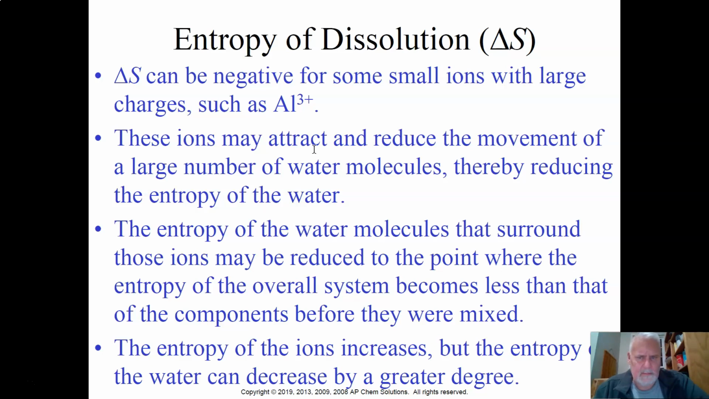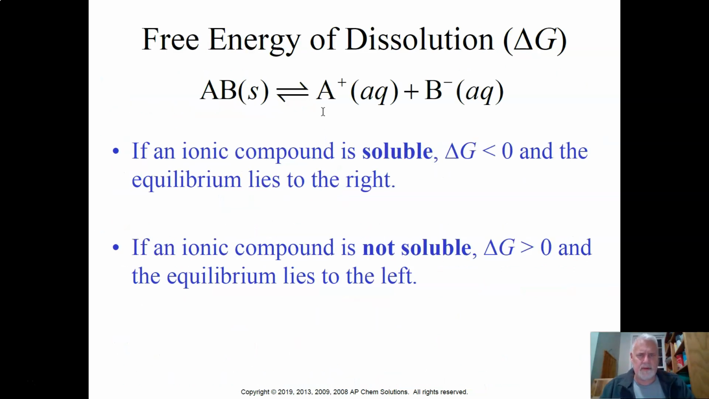Okay? And that can be reduced to the point where the entropy of the overall system becomes less than that of the components before they were mixed. Okay? So the key to this one is just knowing this exception. So highlight that first statement. Very small ions with large charges: delta S can be negative, but that is definitely the exception. Dissolution is all about becoming more random and more disordered.